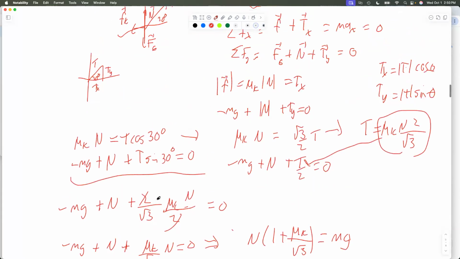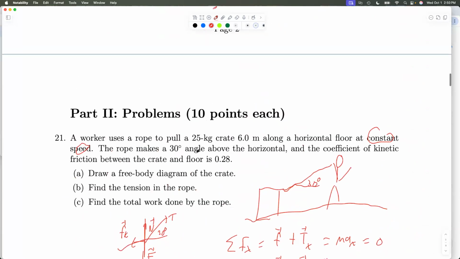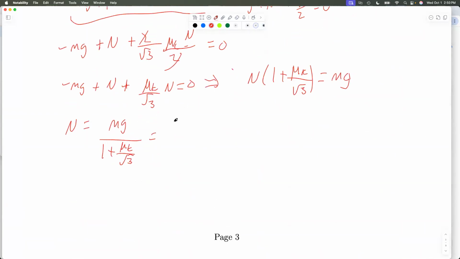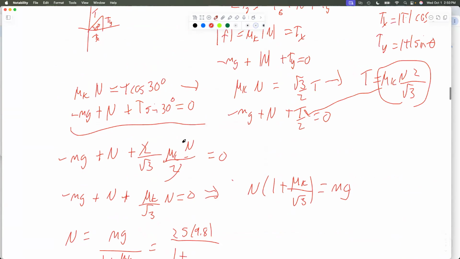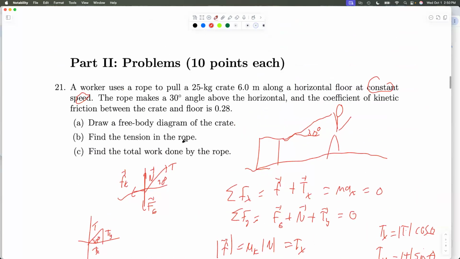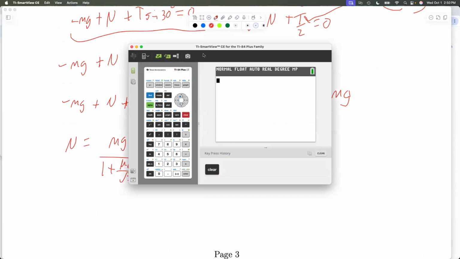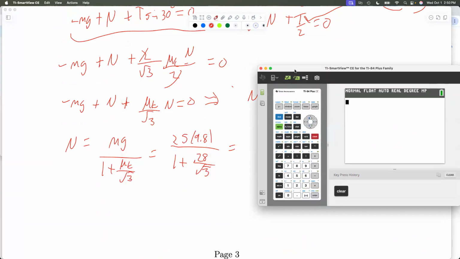All right, plugging in all of our numbers. M was 25 times 9.8 over 1 plus mu k was 0.28. All right, let's hope this answer comes out reasonable. Here, I'll let you watch me type that into the calculator. Skip ahead for a moment if you want to watch me type that in.